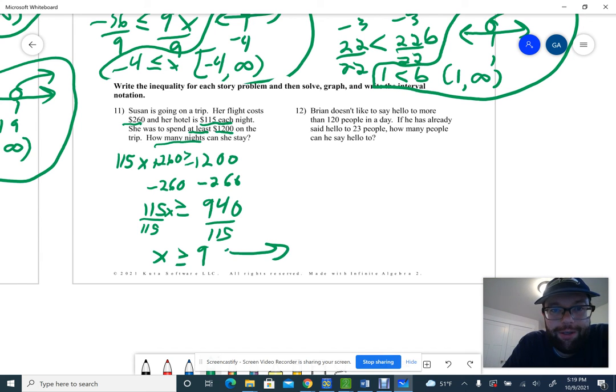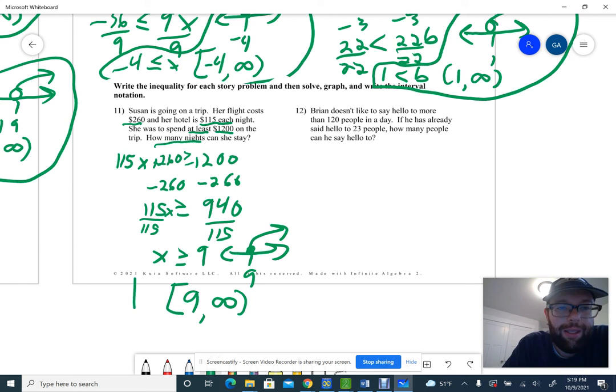All right, and there's our number line. So 9 would be a closed circle. It's equal to the variable, so it's going to go to the right. So 9 to infinity with a bracket and a parenthesis. Okay, that would be your answer.